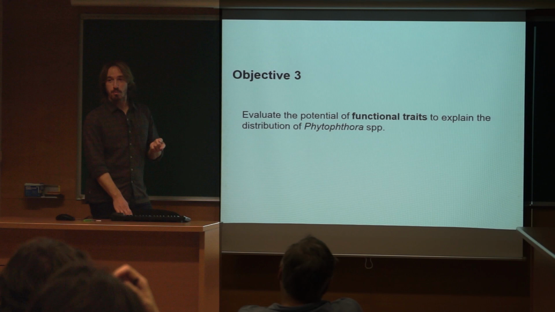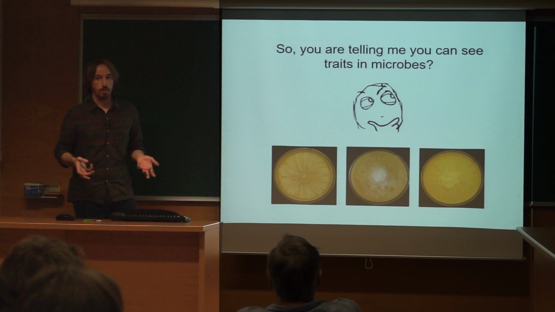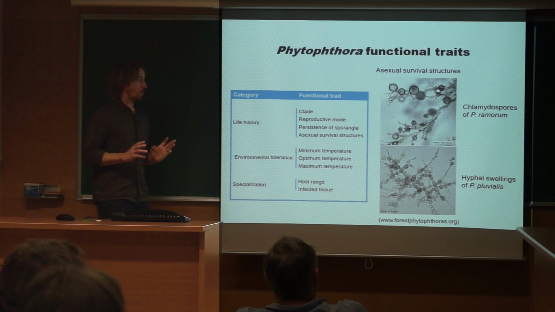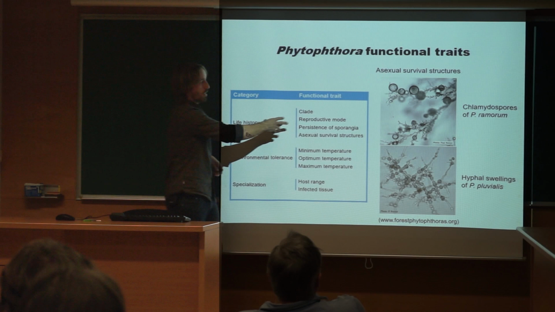Anyway, my question was, can you really see any trait? They all look white, and they are really not very exciting at this level, these Phytophthoras. But I must say that the Phytophthora community are very thorough people, and whenever they describe a new species, they do lots of description. So we have lots of information about each species, for example whether it has resistant structures that are adapted to somewhat harsh conditions.